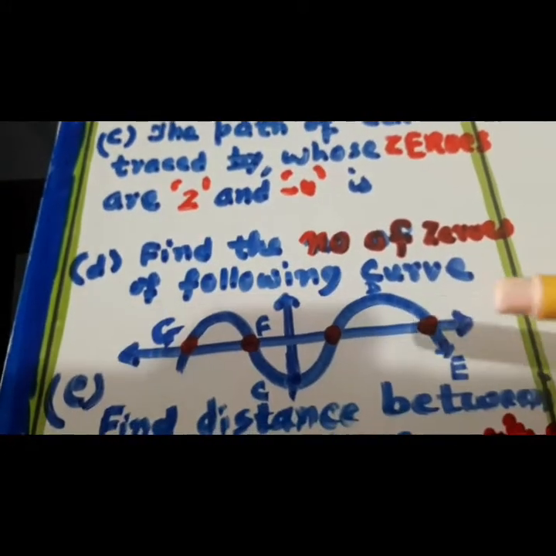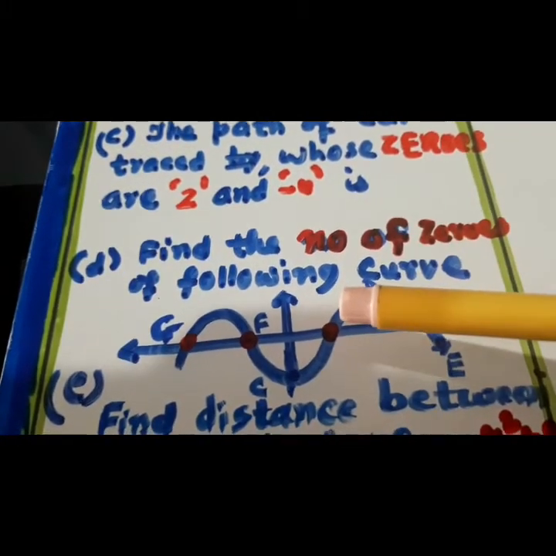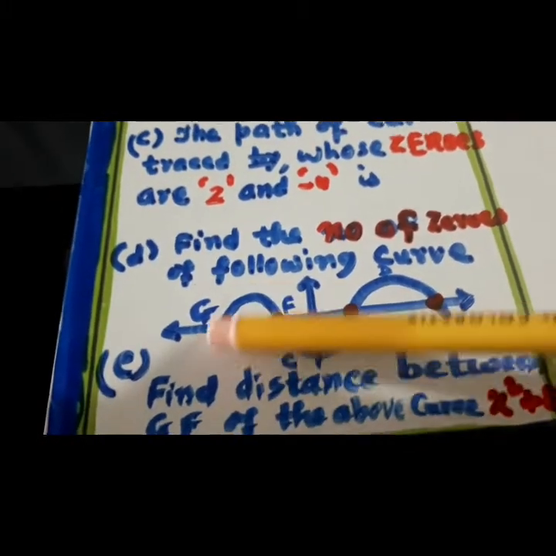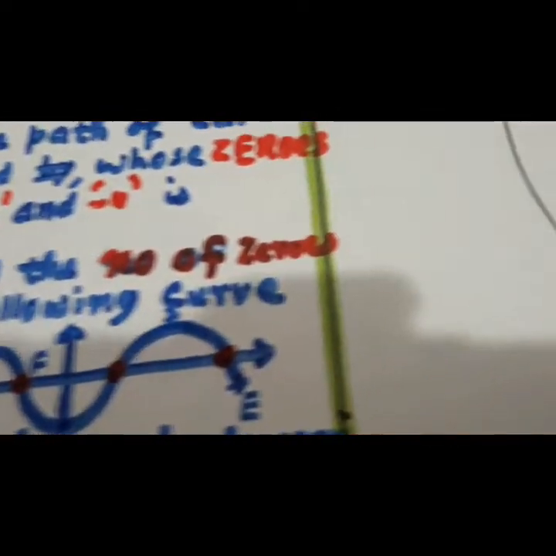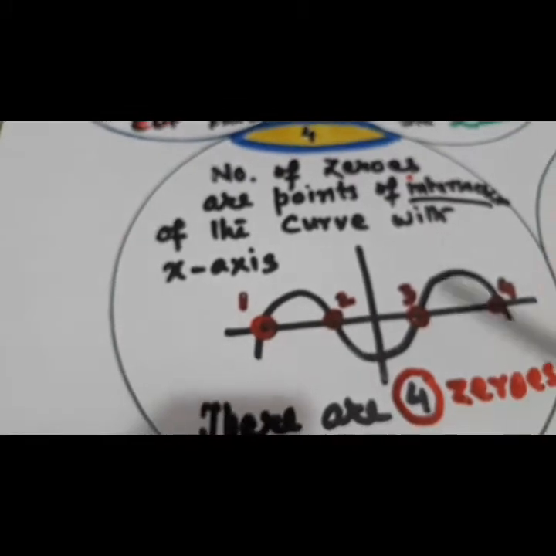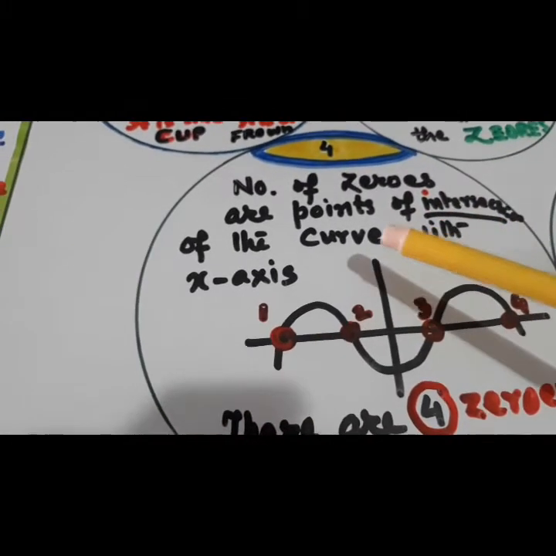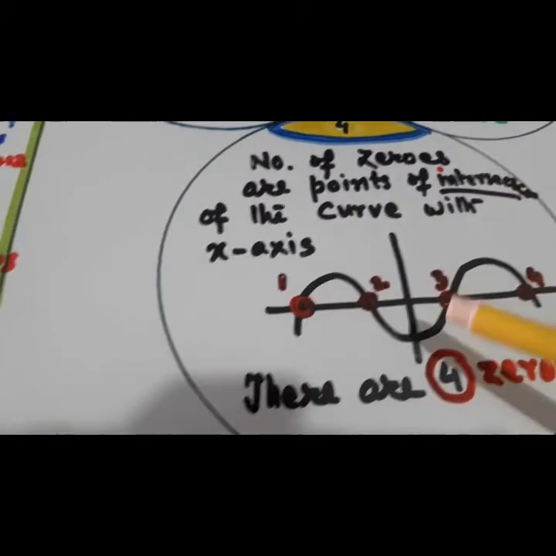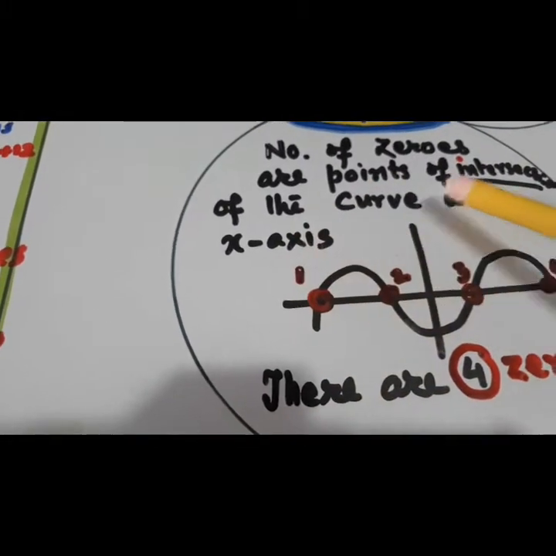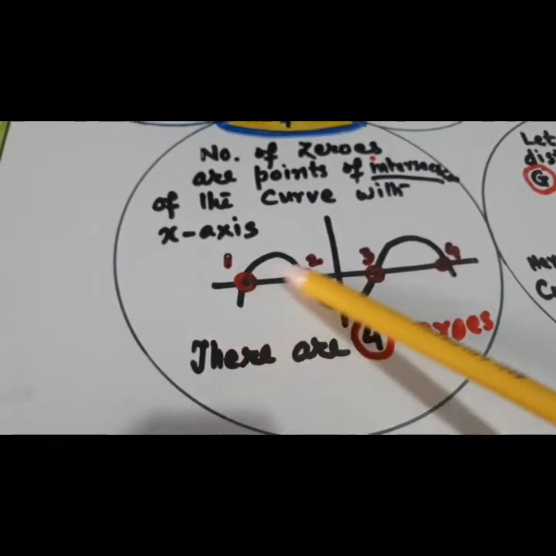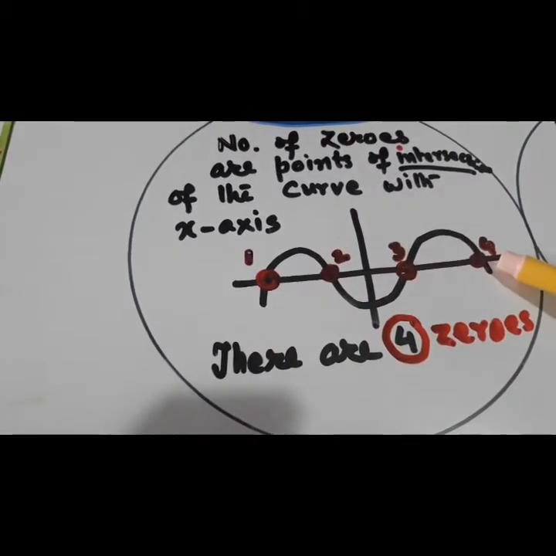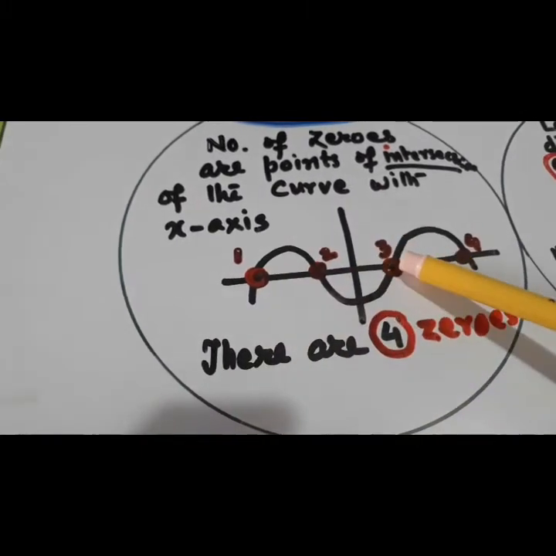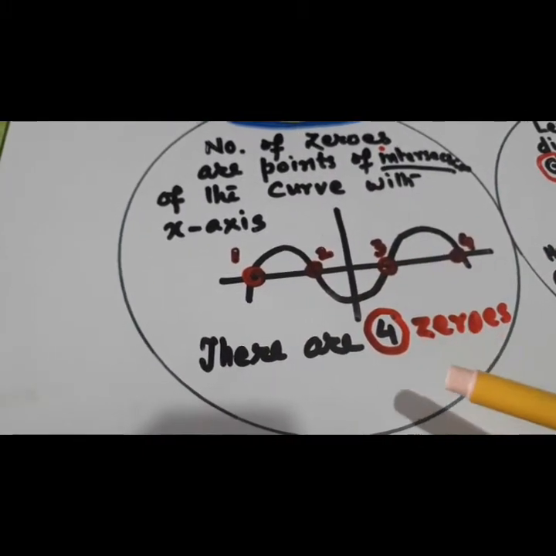The fourth part is given here. Find the number of zeros of the following curve. This is the curve, and we want to find the number of zeros. Now look here, this is the solution. The number of zeros are the points of intersection of the curve with the x-axis. Look here, this is the x-axis, and this curve is intersecting it at how many points? 1, 2, 3, 4. So there are 4 zeros. Now let us go to the last part.